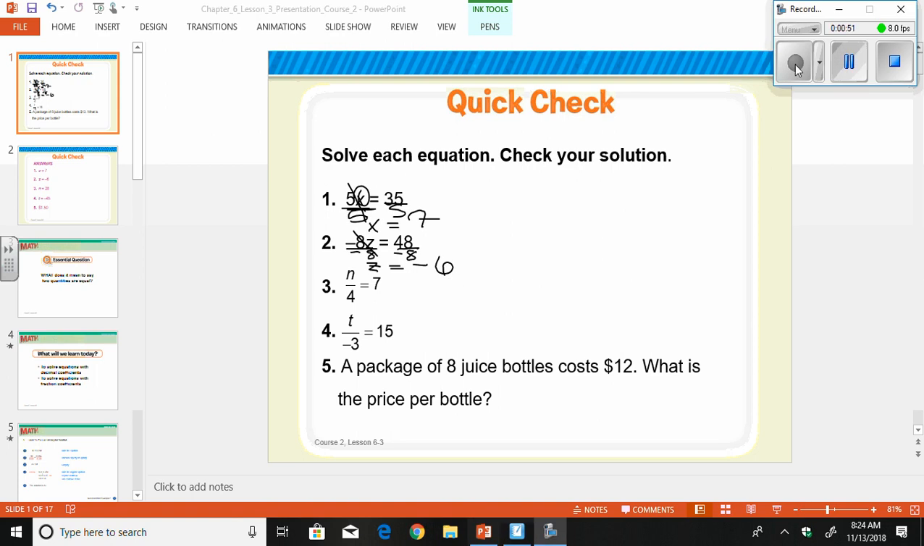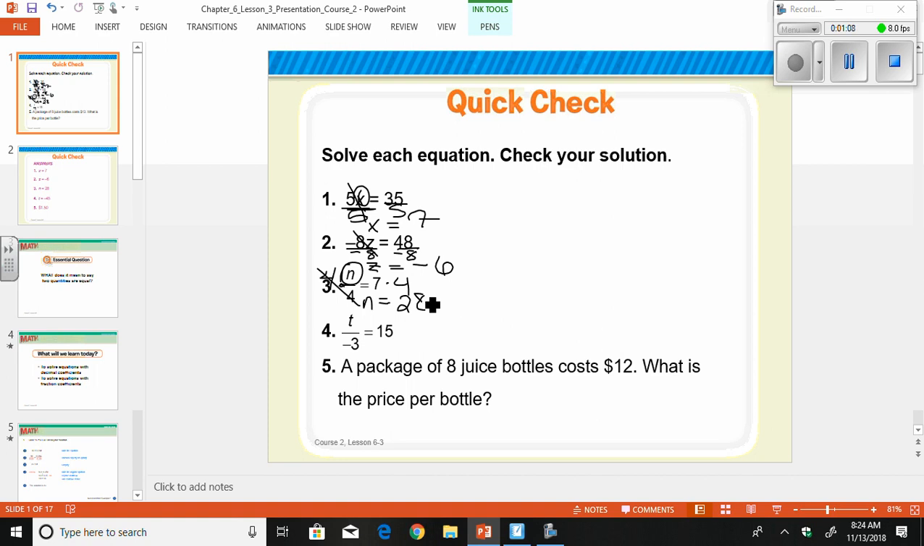Okay, n divided by 4 equals 7. I want to get the variable n by itself. 4 is dividing it, so the opposite is to multiply both sides by 4. So if you do it to one side, you do it to the other. That leaves me with n equals 7 times 4 is 28.